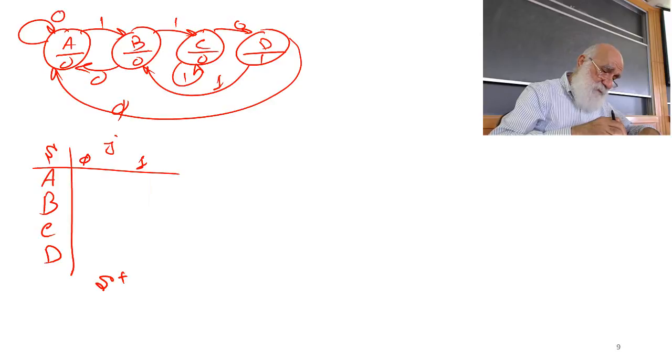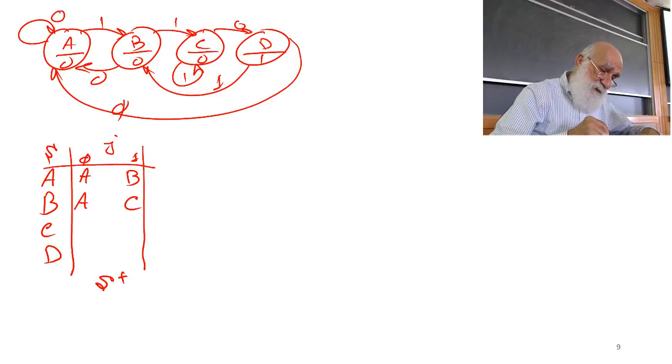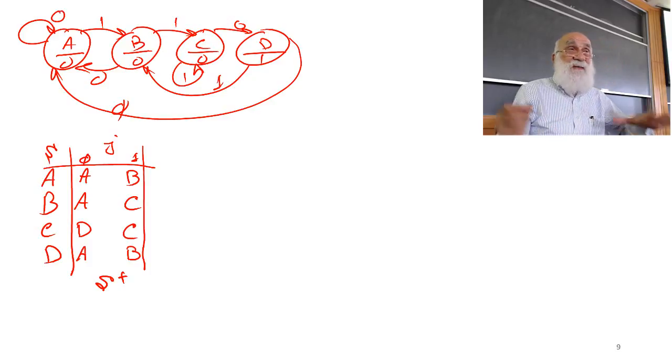If J is 0, I mean A becomes A. If J is 1, I am in A, becomes B. If I'm in B, J is 0, I go to A. If I'm in B, J is 1, I go to C. If I'm in C, J is 0, I go to D. If I'm in C, J is 1, I go to C. If I'm in D, J is 0, I go to A. If I'm in D, J is 1, I go to B. All I did was just reading the table.